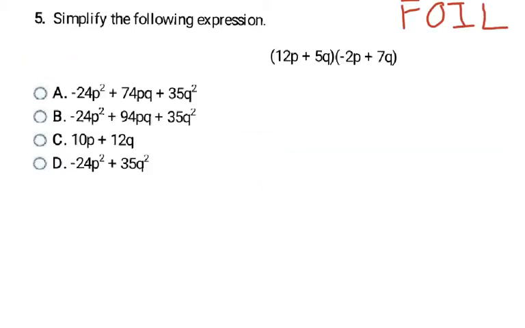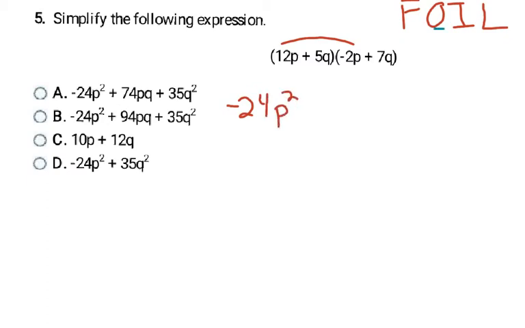Now we're looking and we have no operation between the parentheses, so that's an implication of multiplication. And so here I'm going to use the FOIL method to multiply this out. So that means I'm going to take the first terms times each other, which is 12p times negative 2p. It's going to be negative 24p squared.